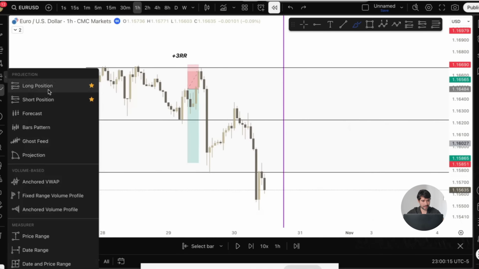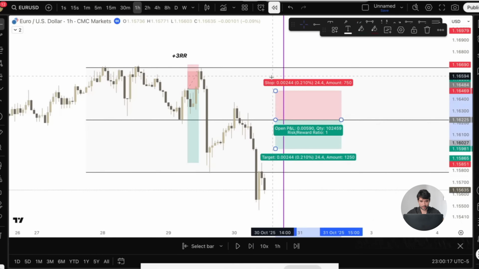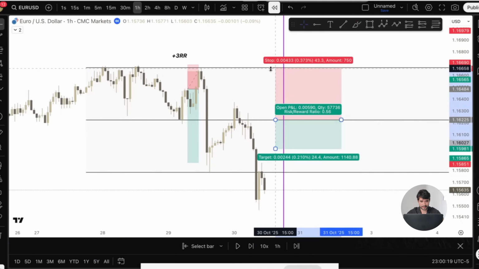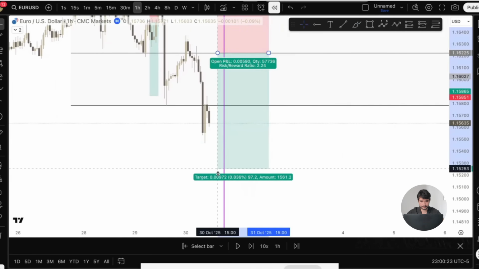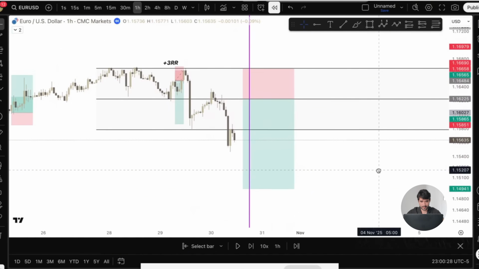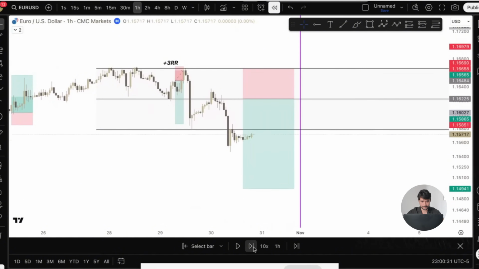Okay, so we break the low in time, that's perfect. Let's place a short right here. Stop loss at the daily high, followed by a profit of 3R. Okay, perfect. And now let's let price play out.